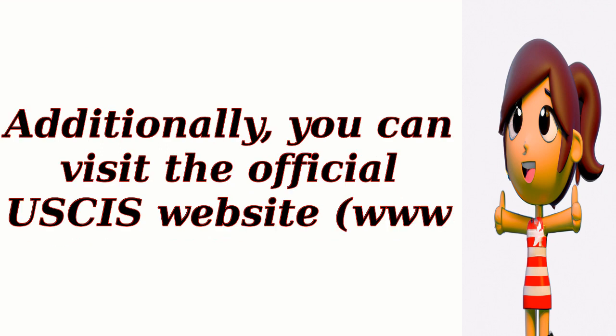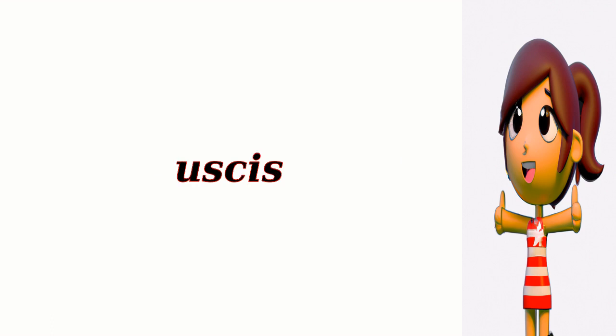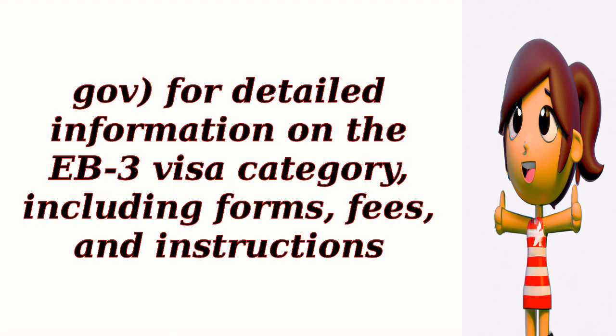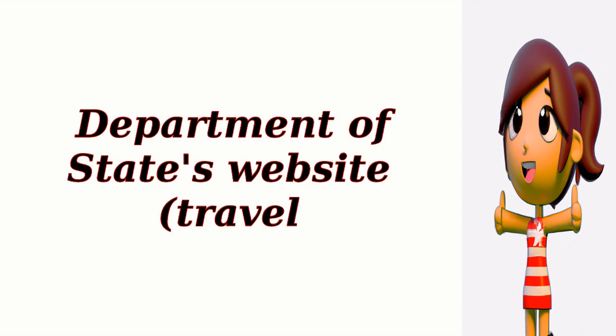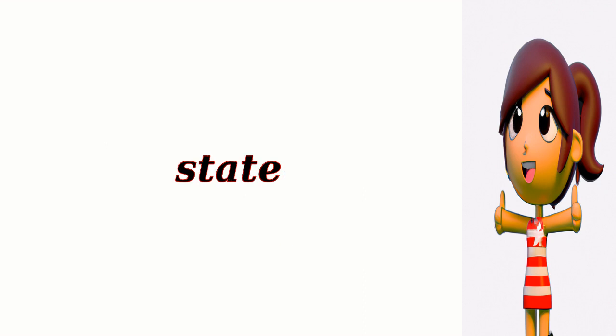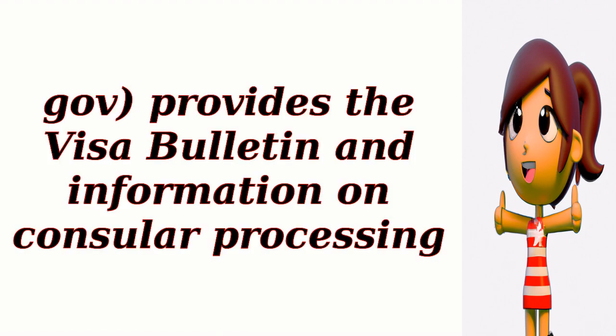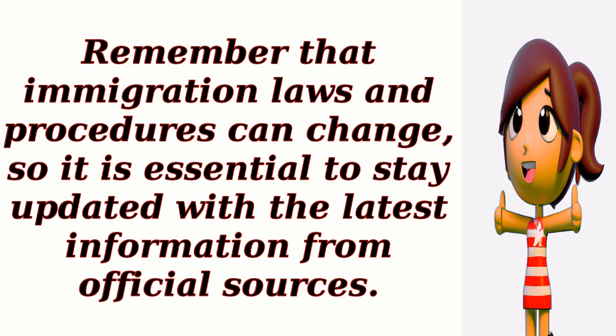Additionally, you can visit the official USCIS website, www.uscis.gov, for detailed information on the EB-3 visa category, including forms, fees, and instructions. The U.S. Department of State's website, Travel.State.Gov, provides the visa bulletin and information on consular processing. Remember that immigration laws and procedures can change, so it is essential to stay updated with the latest information from official sources.